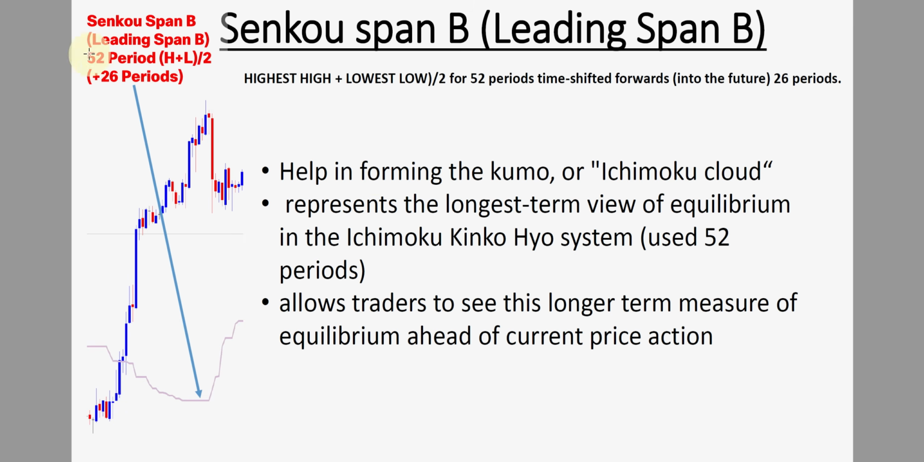So how do we get that? We use the 52-period high and low divided by 2, and we project it 26 periods ahead of time. Actually it is the longest time view of equilibrium within this system. We already have the first indicator, which is the Tenkan-sen, which uses 9 periods. Then we have the Kijun-sen, which uses 26 periods, and now we have Senkou Span B, which uses 52 periods. So it's the longest indicator here with the longest period.